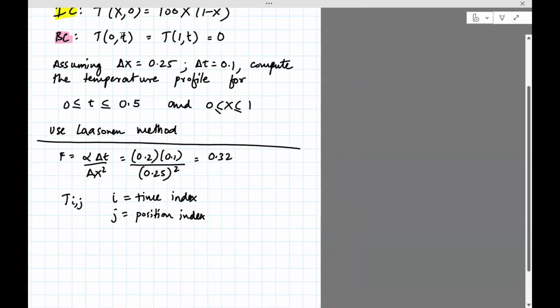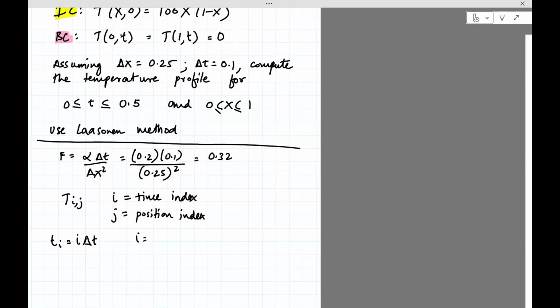Okay, also some other things. Here we have a grid for time, so t_i, that is i times delta t. So we would put i equals 0, 1, and we want to go up to 0.5 seconds. So i needs to go from 0, 1, 2, 3, 4, 5, and that will give us times of 0, 0.1, 0.2, 0.3, 0.4, 0.5.